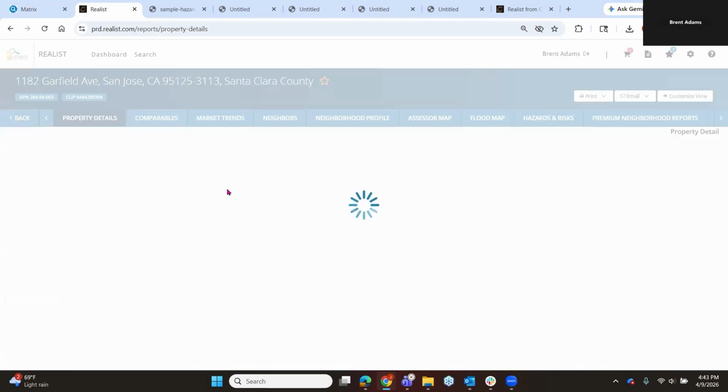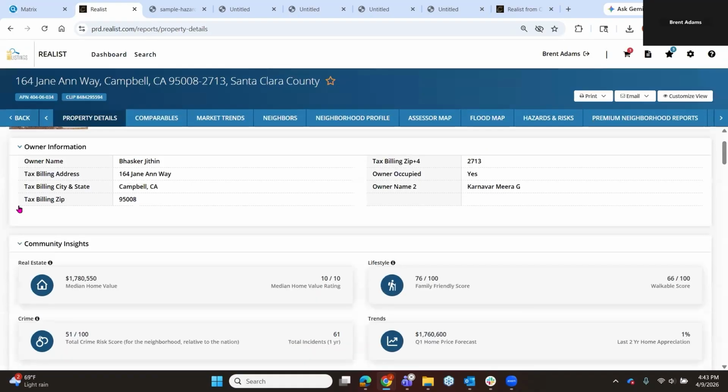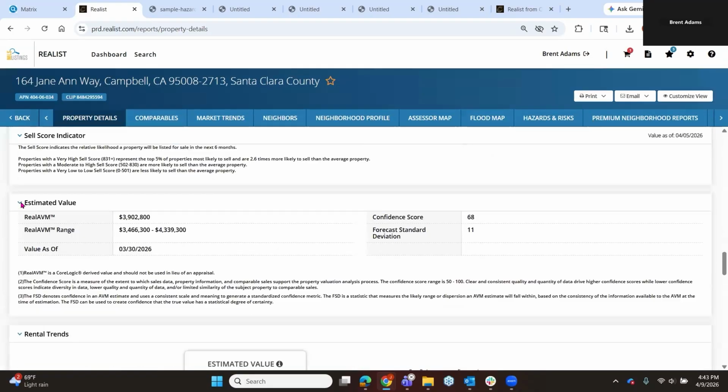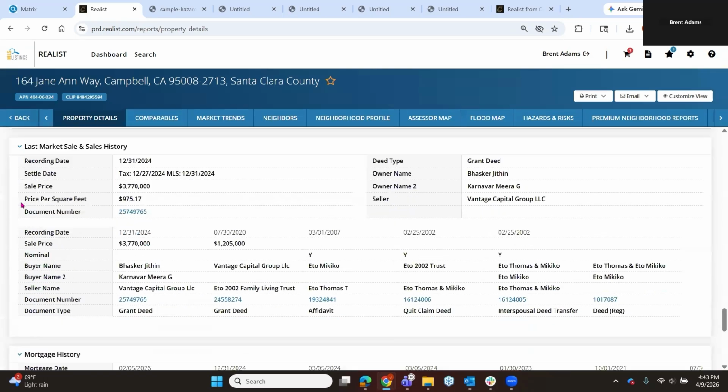I'll open up this report, and what you'll see is, again, a little bit of detective work you can do on this property, whether or not a property has maybe been purchased recently, maybe someone's going and looking to flip it potentially.